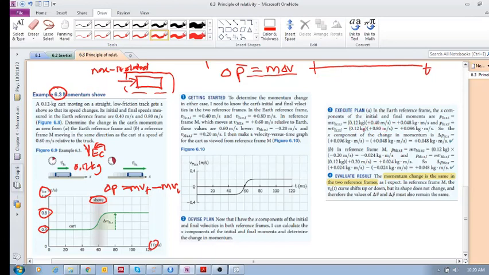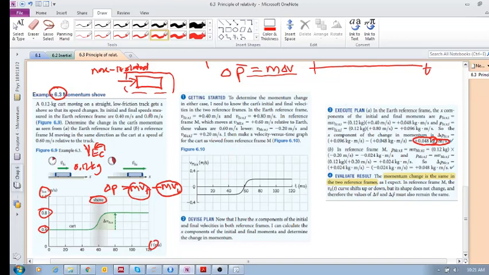0.8 times the mass, and you would get 0.4 times the mass, the inertia. You would subtract the initial momentum from the final one, and you would get 0.048 in the Earth reference frame. Okay, there's nothing new there. You've been doing that a long time.